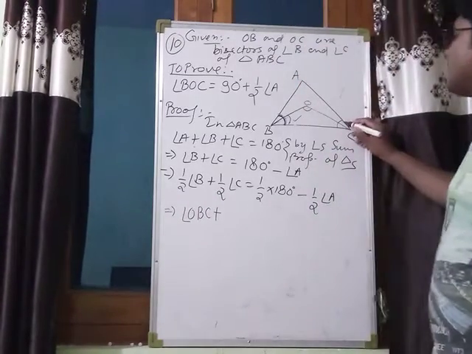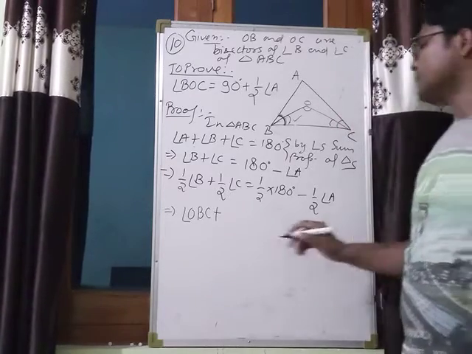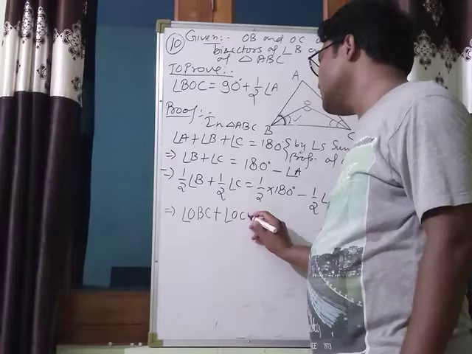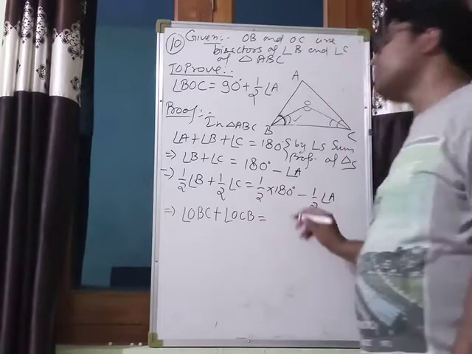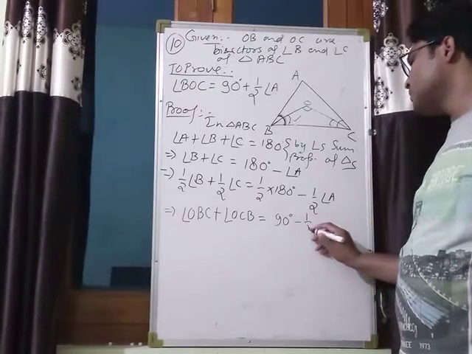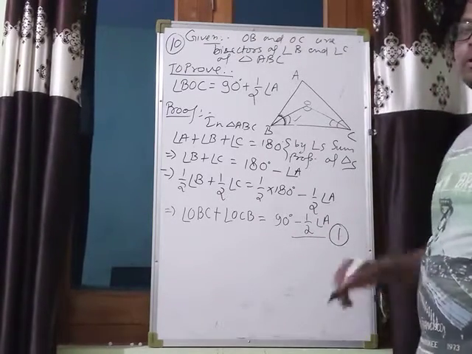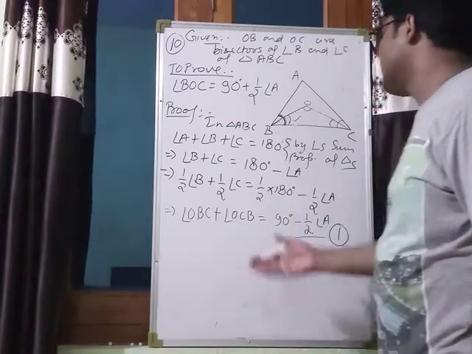And what is the half of angle C? Clearly OC is bisector of angle C. That's why angle OCB, that is half of 180, that is 90 degree, minus 1/2 angle A. Okay. Suppose this is first. We will use this equation.